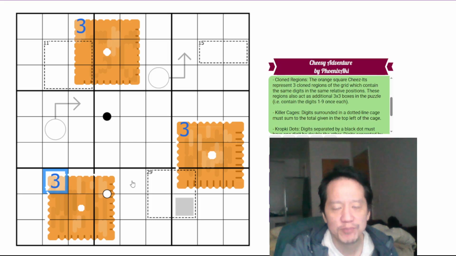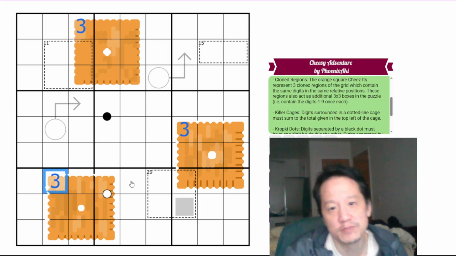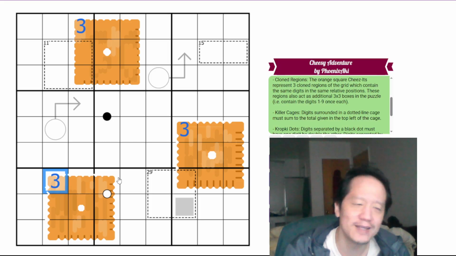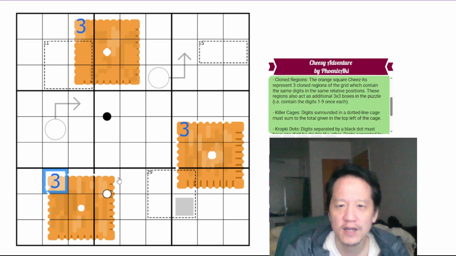in all of these cloned regions, you would also have to have a 3. And this is the reason why I chose this puzzle, because I saw that it had cloned regions, which is not, well, it's not popular, I would say. You see it a decent amount of times.